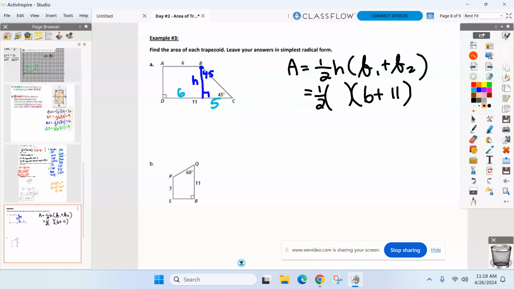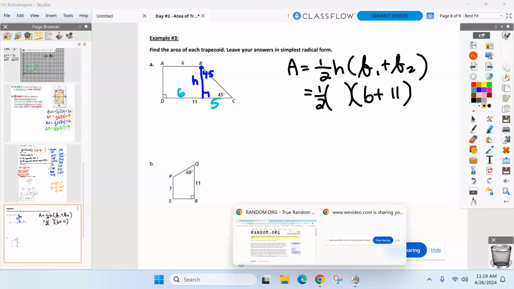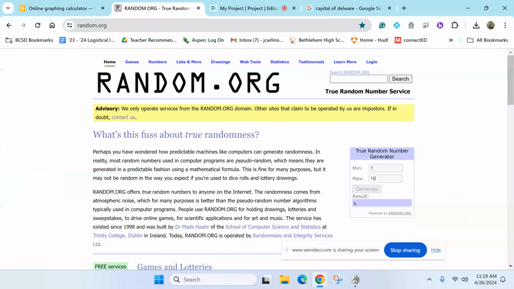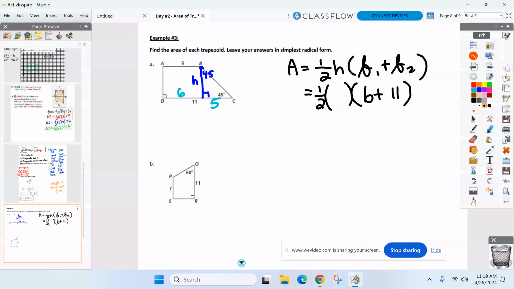Across from the 45. And what do you know about the 2 legs in a 45, 45, 90? So I can finish this. Zoe, what do you know about the 2 legs? They're congruent, so that height has to be 5. Calculate that area, and we're looking at 42.5. Now, quickly, anybody notice any units on that diagram?